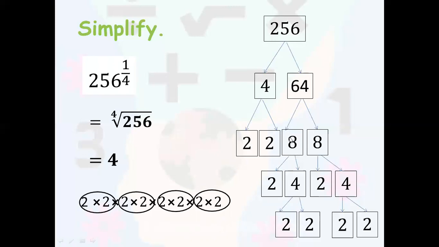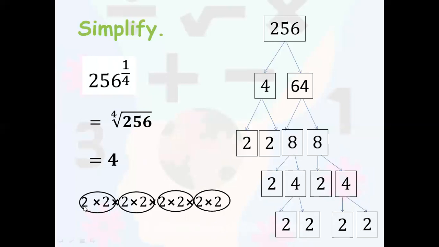But here 64, what gives us 64? 8 and 8 give us 64. Now, is 8 a prime number? No, so we have to divide it again. 2 and 4 give you 8. Same here, 2 and 4 give you 8. Now 2 is a prime number, so you stop there. But 4 is not a prime number, so you have to divide it again. 2 multiplied by 2 gives you 4. Similarly here also. Now how many prime numbers did we finally get? We have 1, 2, 3, 4, 5, 6, 7, 8. So we have got eight 2's.